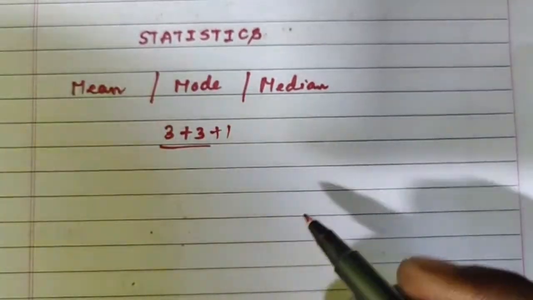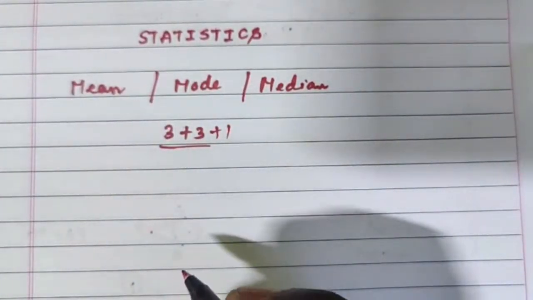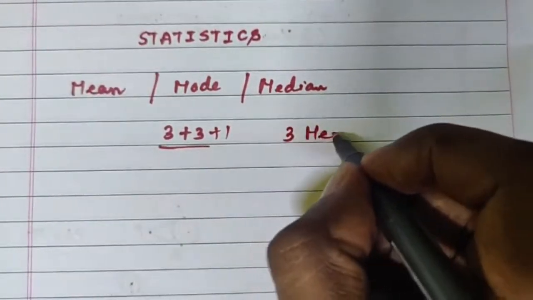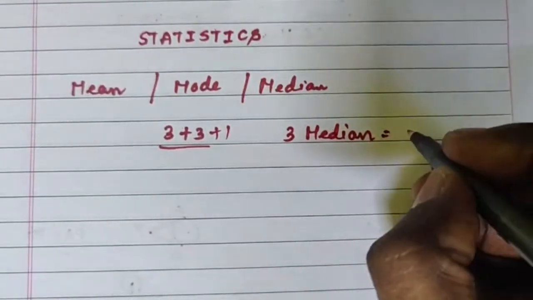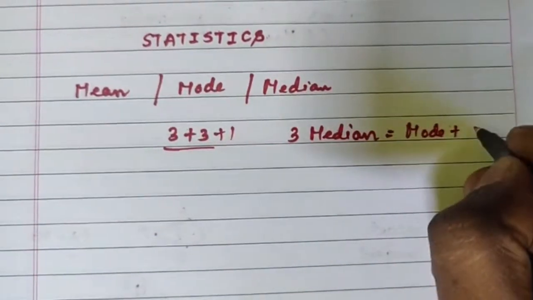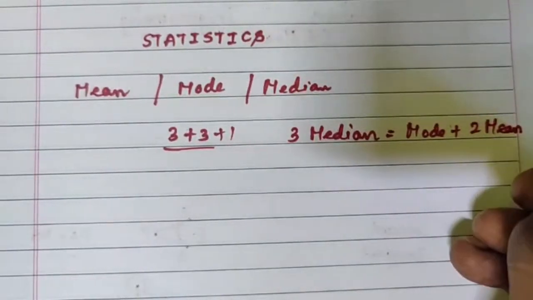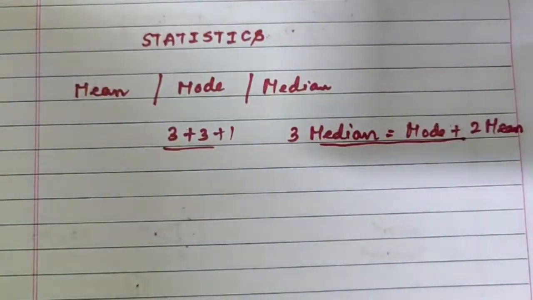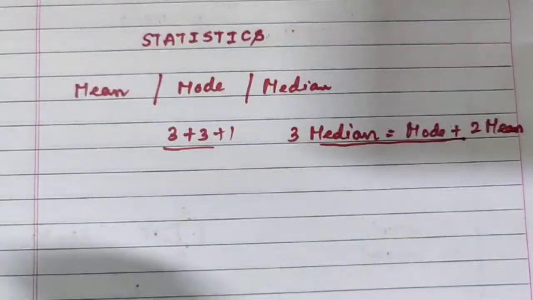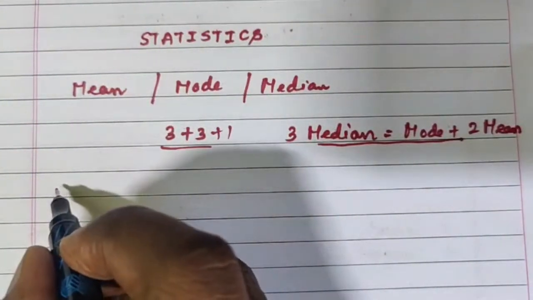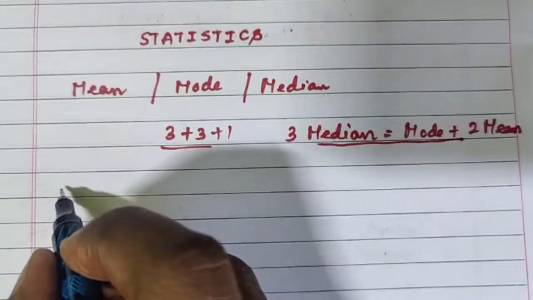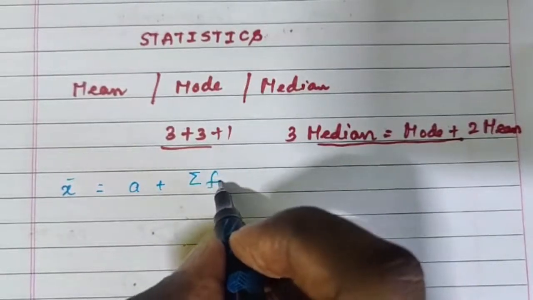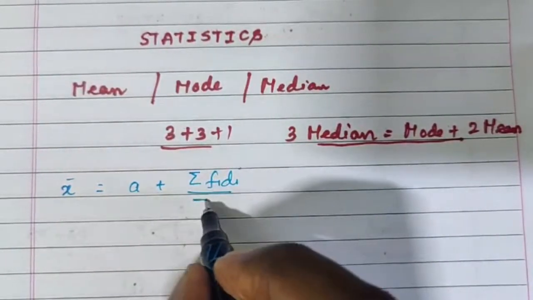1 question will be asked, that is the empirical relationship between the 3 measures of central tendency, that is 3 median equals mode plus 2 mean. This is the empirical relationship between mean, median and mode. From this chapter, the direct method can be asked. Otherwise, for the assumed mean method, the formula to find out is a plus summation fi di by summation fi.